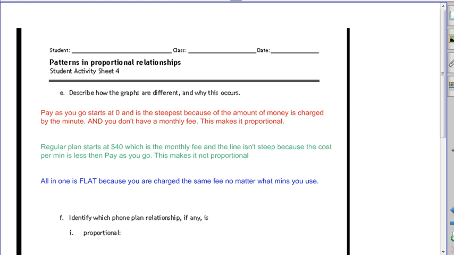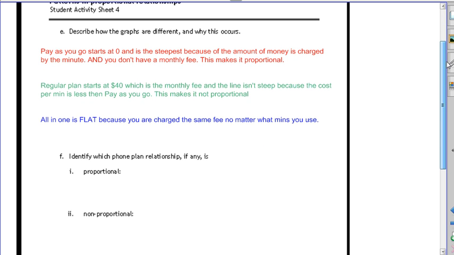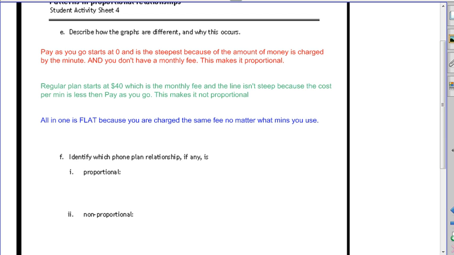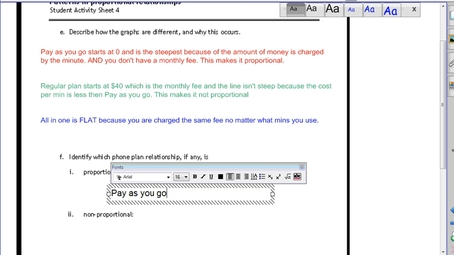And a lot of times that might be a good deal, but you have to pay attention to how much that flat fee is, or it'll cost way more than what you expect. Letter F is more stuff to type: identify which plan is proportional, if any. For this one, there's only one proportional plan, and that's the pay as you go.